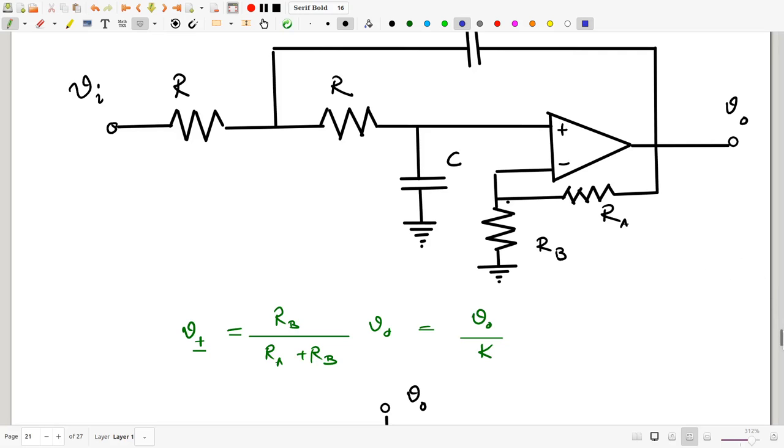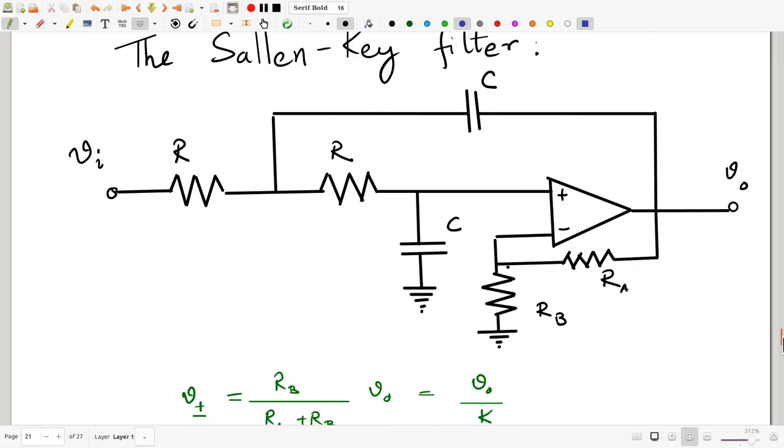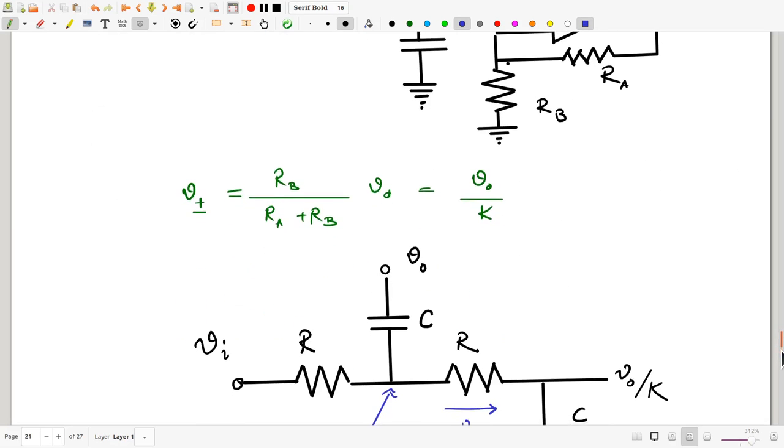Okay. So now what we have is a situation like this. This node is connected to Vi through R on this side, is connected to VO through this capacitor on that side, is connected to this voltage which is a plus input, hence VO by K, through this R. So if you just forget about the op-amp and this RA-RB right now, and just focus on this node, the voltages and currents involved would be something like this.